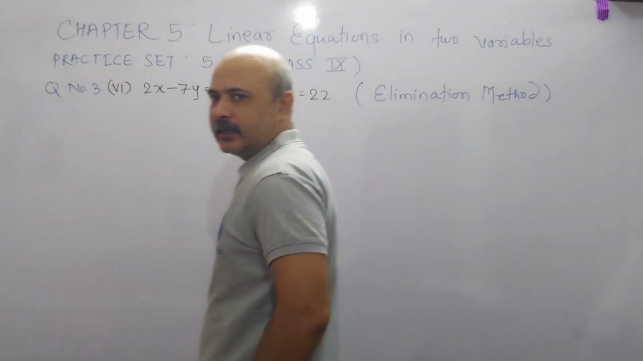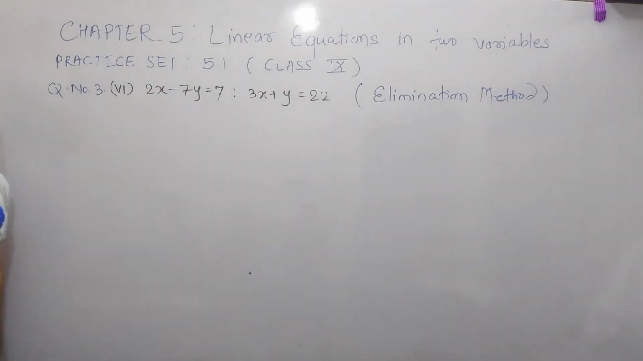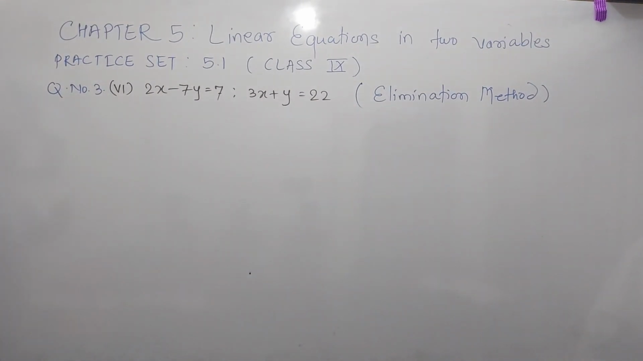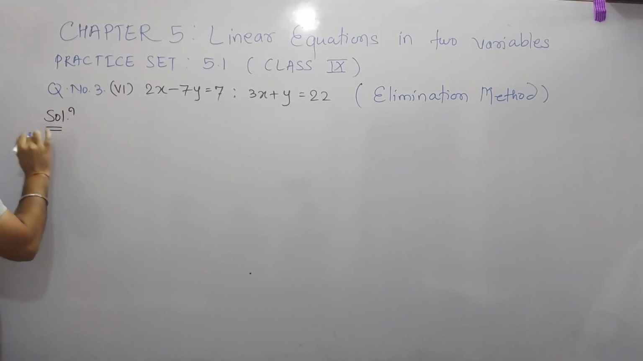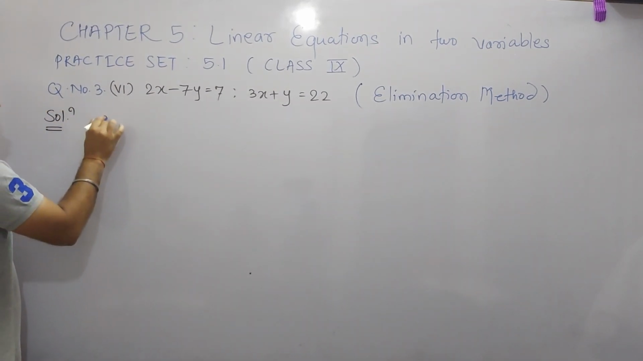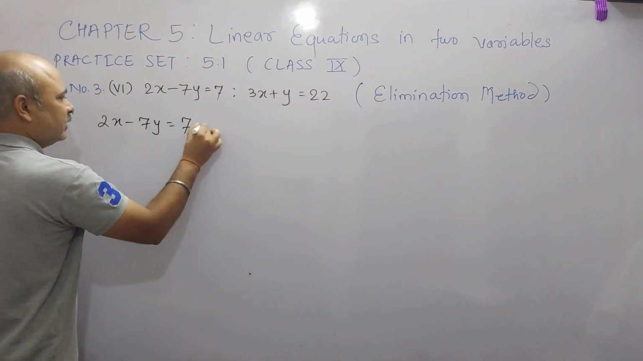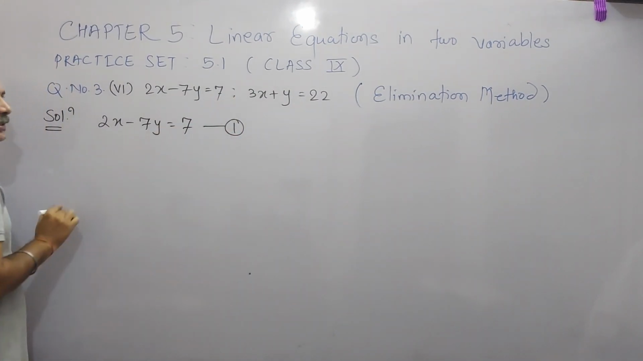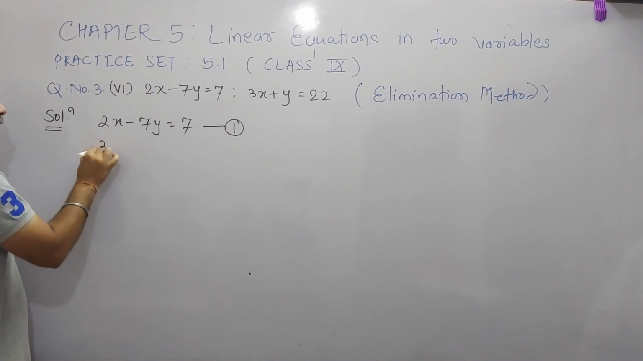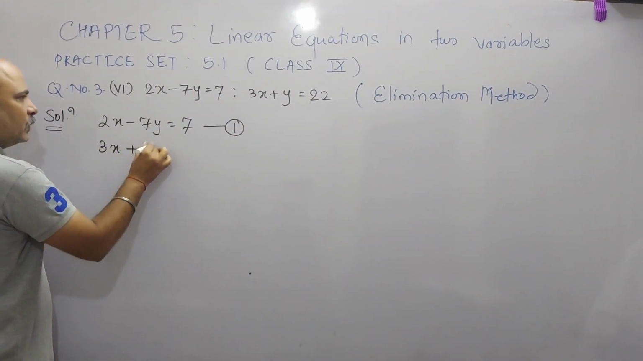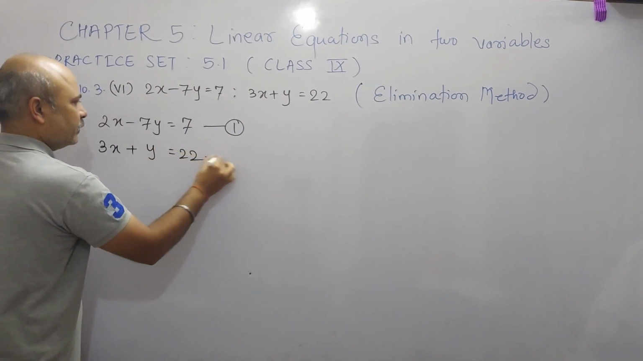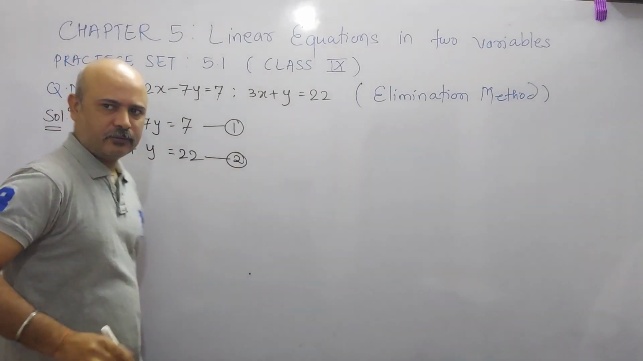Okay students, so the very last sub question of question number 3. Clear? Now again we'll start the solution for question number 3. What is the first equation? 2x minus 7y is equal to plus 7. Equation number 1. What is the second equation? 3x plus y is equal to 22. This is equation number 2.